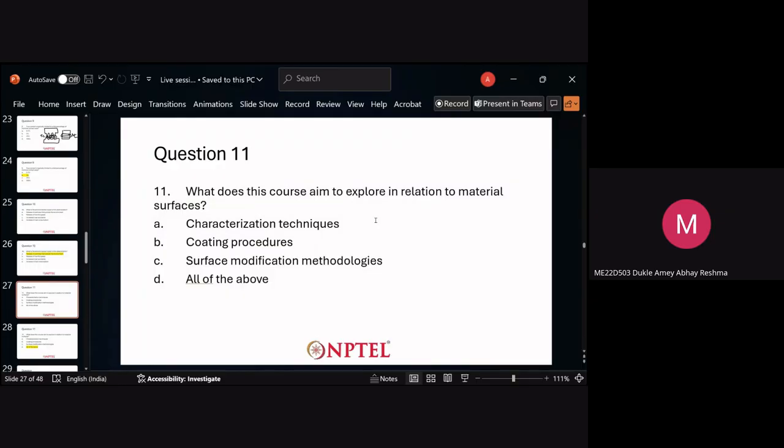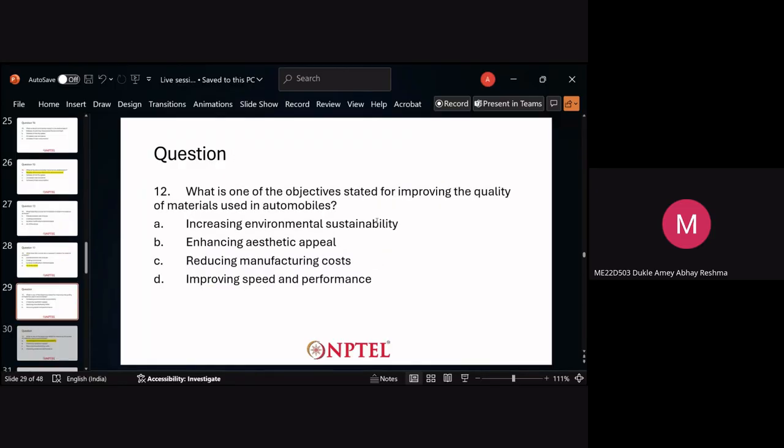So moving to the 11th question: what does the course aim to explore in relation to materials, surfaces, characterization techniques, coating procedures, surface modification methodologies, all of the above? So the answer is all of the above. This one was a question last year, so just imagine how easy it is going to be.